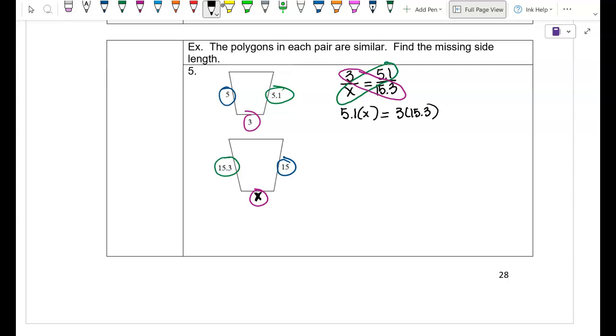But the biggest part is, if you don't set up the proportion correctly, you can't get the correct answer. So here we get 5.1x equals, what is 3 times 15.3? 45.9. And if I divide both sides by 5.1, what does x equal? 9. So based on the sides being proportional, that missing part would have to be equal to 9.